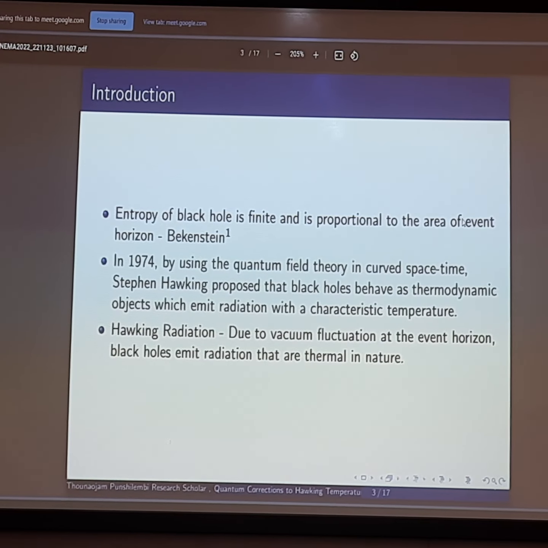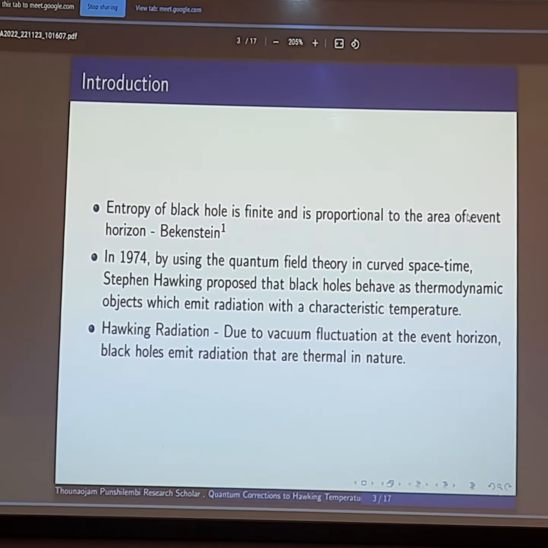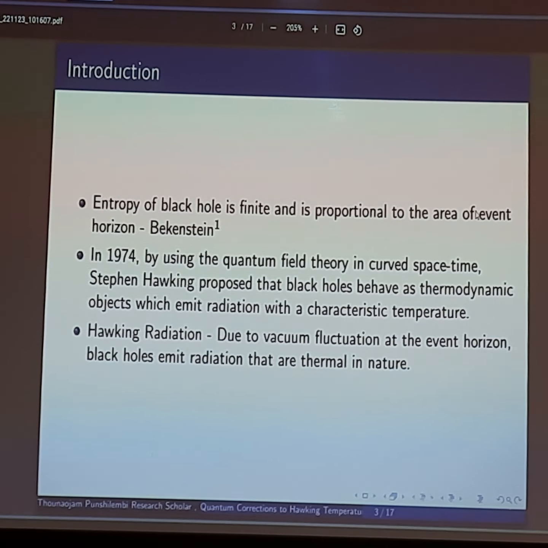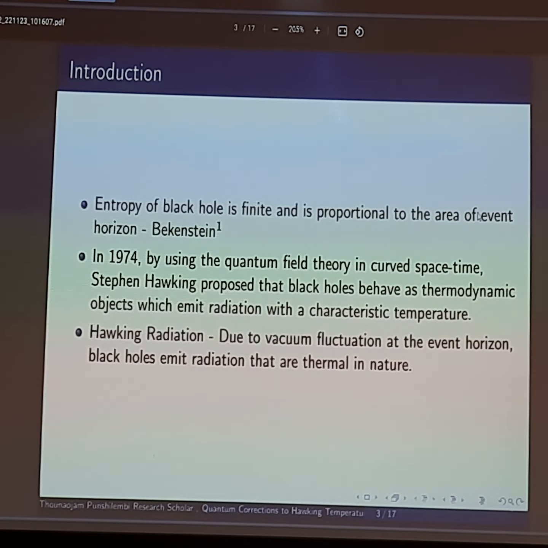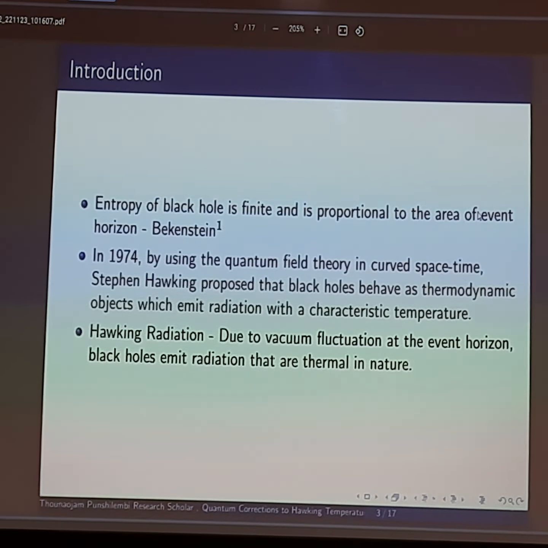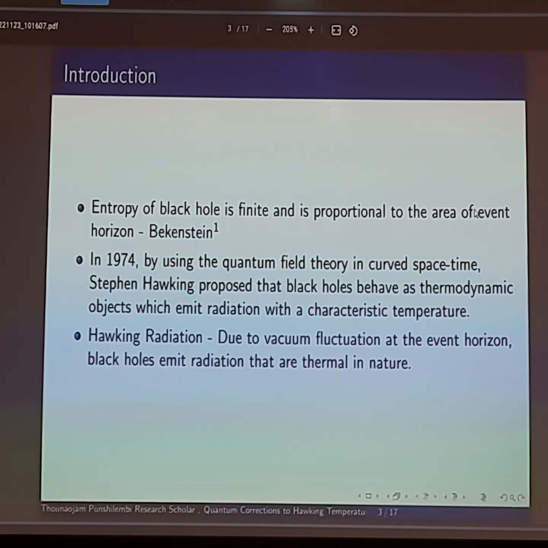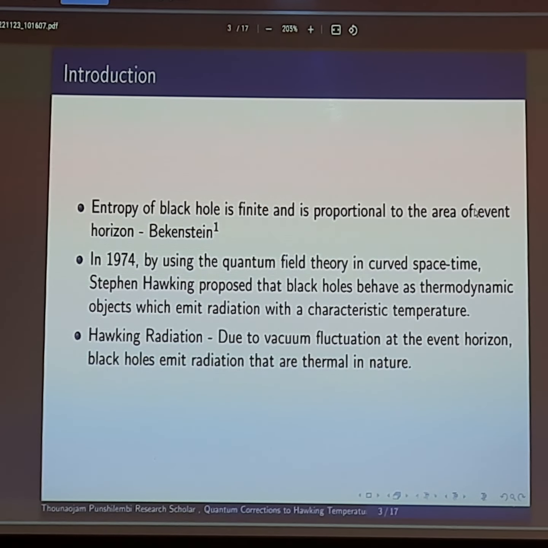In 1972 and 1974, Bekenstein and Stephen Hawking found a link between black holes and thermodynamics. In 1972, Bekenstein proposed that the entropy of a black hole is finite and proportional to the area of the event horizon. And in 1974, Stephen Hawking used quantum field theory in curved space-time and proposed that black holes behave as thermodynamic objects which emit thermal radiation with a characteristic temperature. This radiation is known as Hawking radiation, which is due to the vacuum fluctuation near the event horizon.